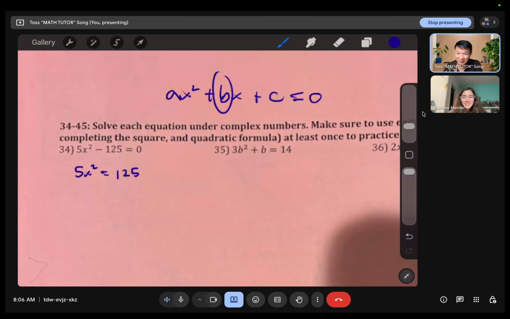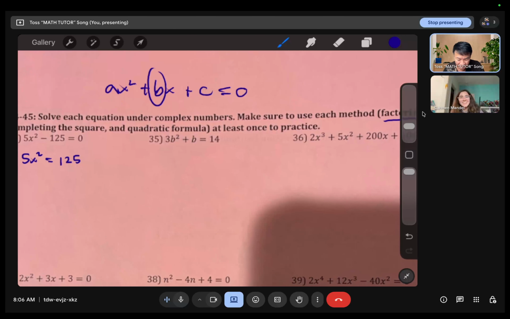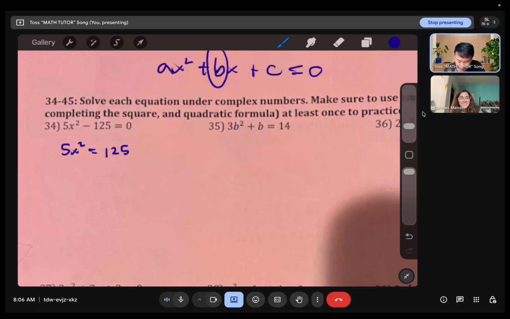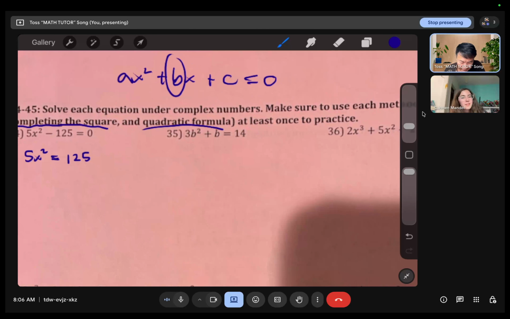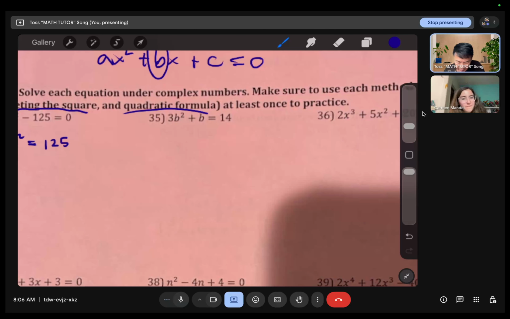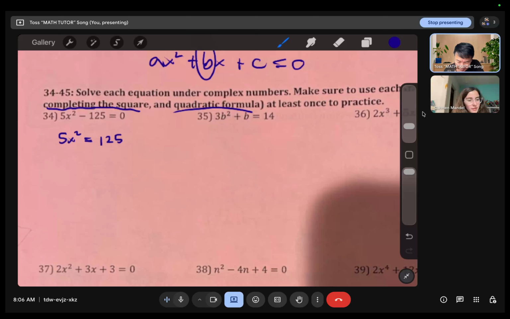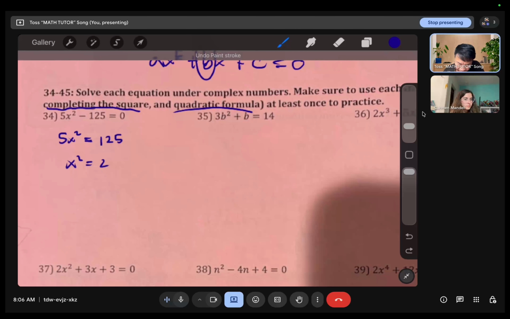Let me start. I'll dictate what I think you should do here. Okay, this one, 34. Let's do it. I'll tell you what I think is best: completing the square, or the quadratic formula. So, add both sides by 125. I hope that's okay. I'm not going to write adding both sides. Then divide both sides by 5. You get 25. 125 divided by 5 is 25.